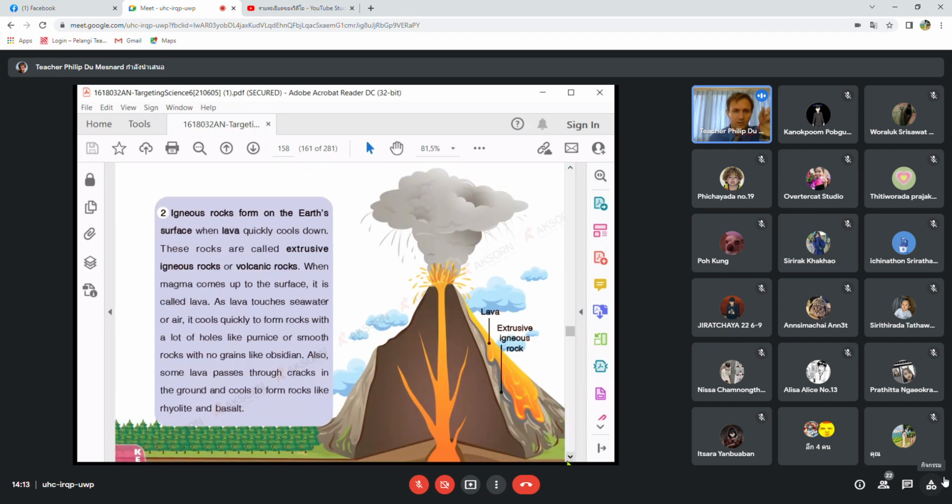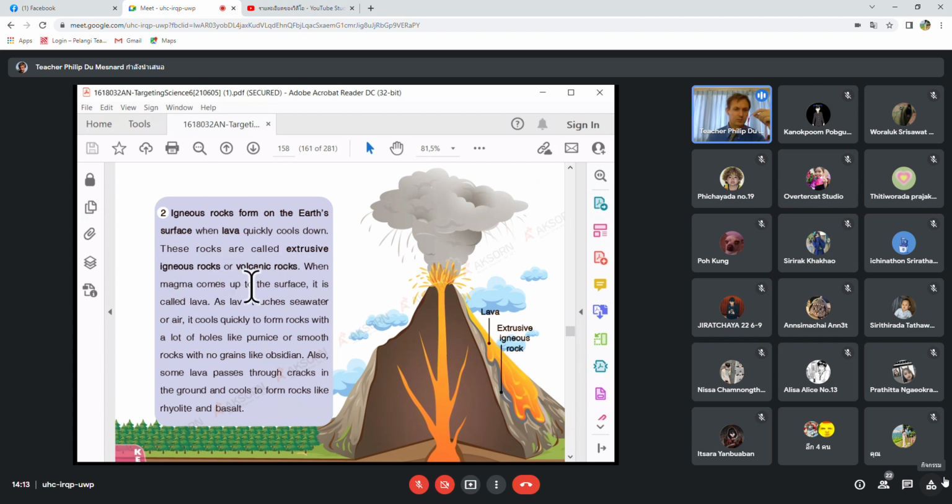Okay, then we have igneous, which is extrusive. And these ones, they go outside the volcano. So igneous rocks from the Earth's surface, when the lava goes out and then cools down, are called extrusive igneous rocks, or also called volcanic rocks.